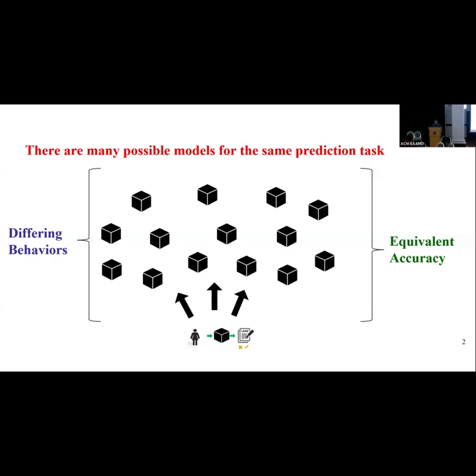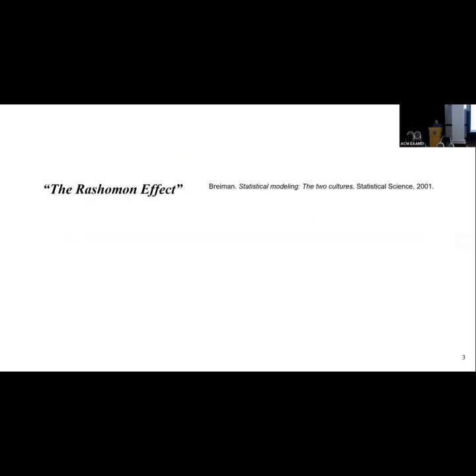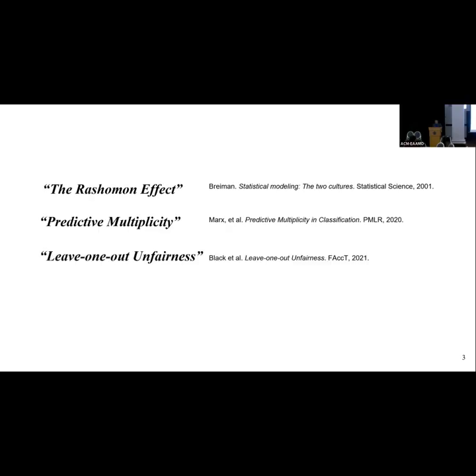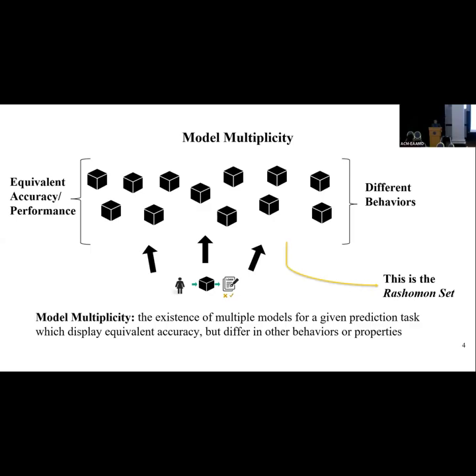Before we get into the specifics, some quick background. Many of you have heard of this concept called model multiplicity, that there are many equivalent performant models for the same prediction task, which could differ in other behaviors. The related phenomenon has been called by many different names over several years, from Rashomon set back in 2001 to predictive multiplicity in 2020, to leave-one-out unfairness in 2021, and to underspecification. But we'll stick to the term model multiplicity for today's discussion.